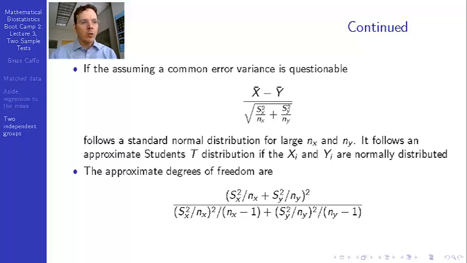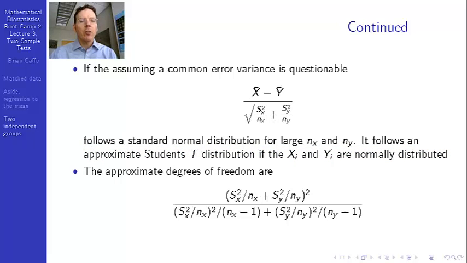Just to remind you, I don't think I mentioned it on the previous slide, that the S sub p from the previous slide is the pooled variance, whereas here we're talking about the variance within group 1, sx squared, and the variance within group 2. So this follows a standard normal distribution if nx and ny are large, and it approximately follows a Student's t-distribution if the x's and y's are normally distributed and independent both within and between groups.